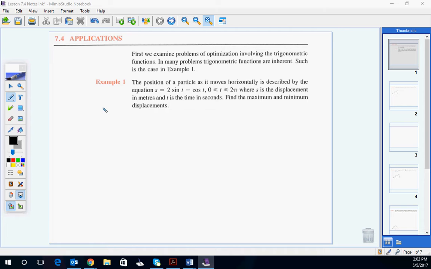Okay, we're trying to maximize and minimize. So if we do max and min, what are we looking for? Derivative. So first thing we're going to do is s prime. What's the derivative of sine? Cosine, so it's 2 cos t. Derivative of cos is negative sine, so there's a negative there, so plus sin t. That's our derivative.